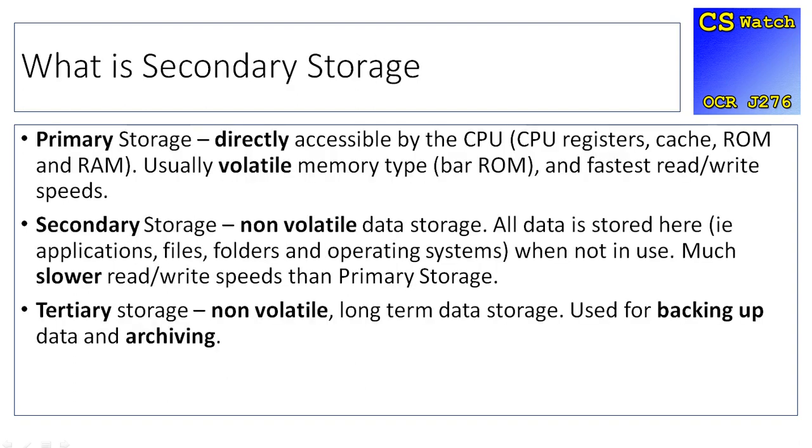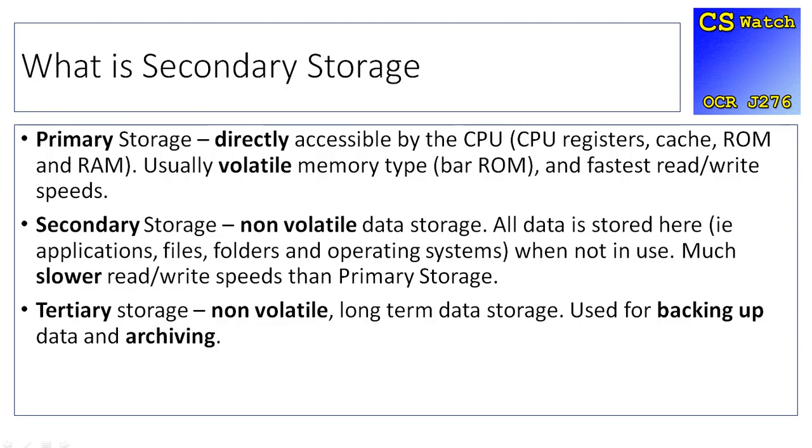So first of all, let's make sure we're happy about the three different types of storage. First of all is primary storage, which is directly accessible by the CPU. When we say the CPU, of course, we're thinking about the registers, the cache, ROM and RAM. Anything which can be accessed directly by the CPU. It's normally volatile memory, except for ROM, of course, and has got the fastest read and write speeds.